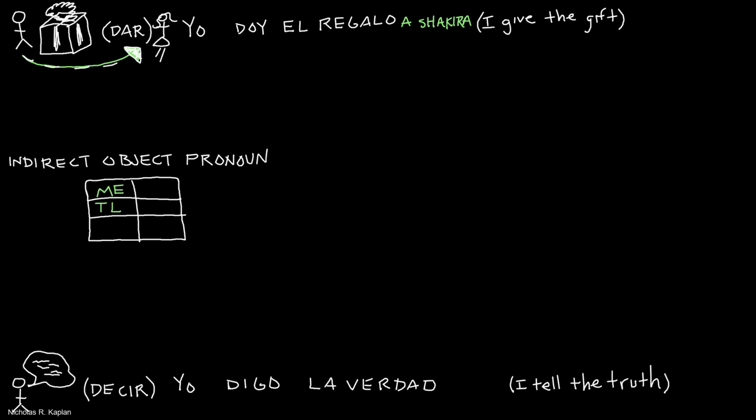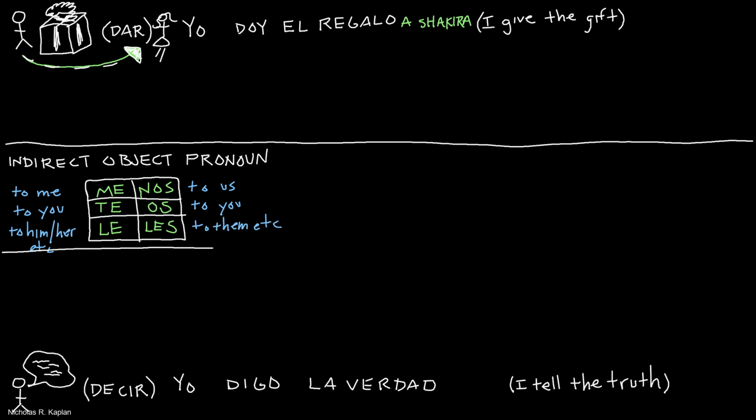Me, te, le, nos, os, les. And if we wanted to translate these to English, we could say something like to me, to you, to him, to her, to usted, to it, to us, to y'all, to ellos, to them, to y'all. That's an approximate translation. Which one do I need? Let's go back to that sentence. Yo doy el regalo a Shakira.